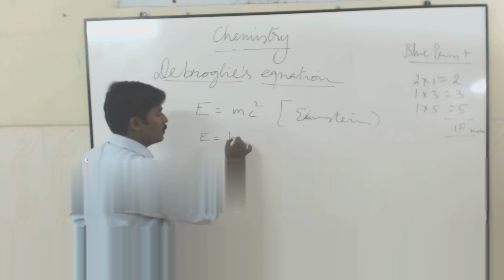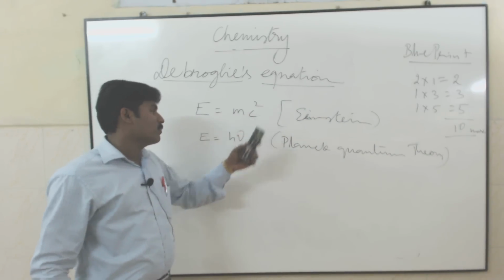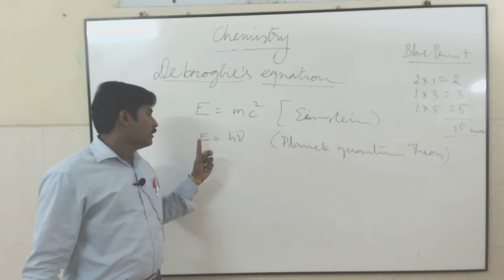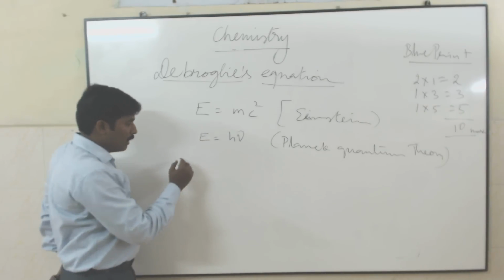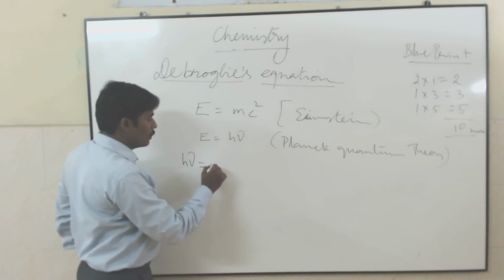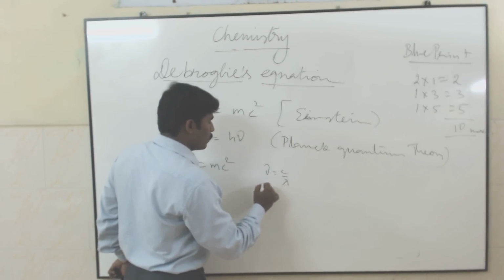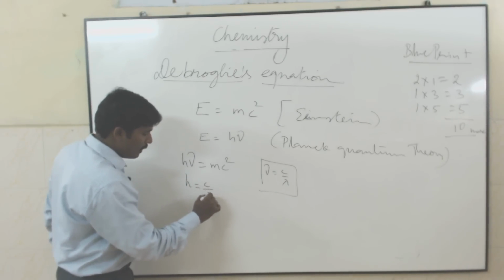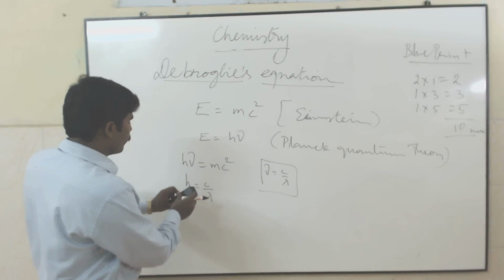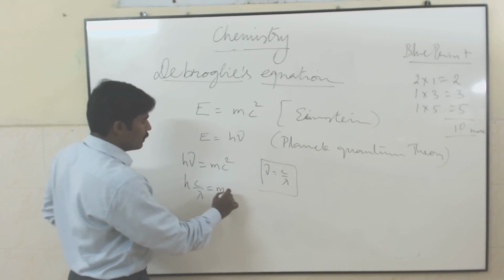According to Planck's quantum theory. So if the photon has particle nature, the energy E is equal to mc square. If it has wave nature, energy is equal to h nu. Now both are energy only, no? So you can write h nu is equal to mc square. But nu is equal to c by lambda. So you can apply the value over here. So h c by lambda is equal to mc square.